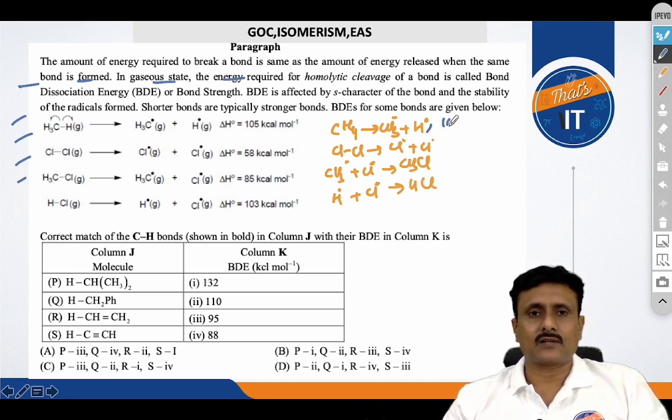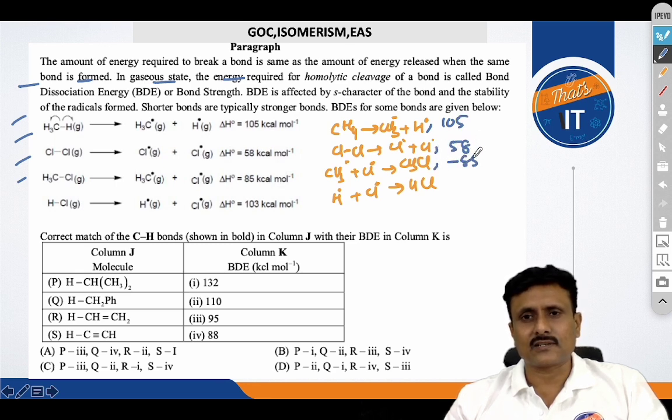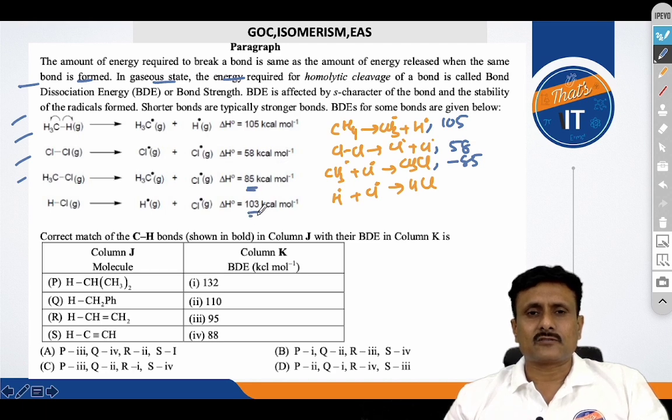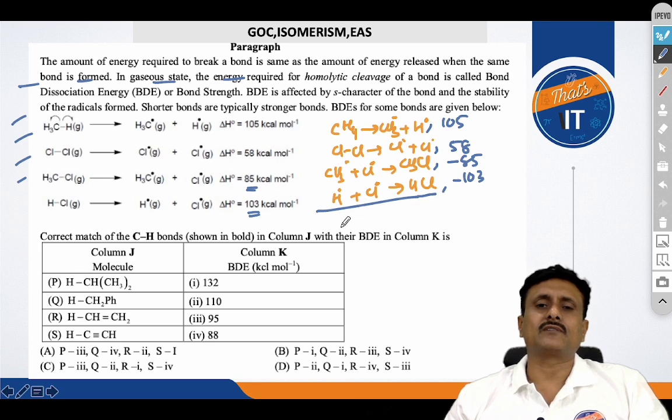Now here it is 105, it is 58. You can say I have written the opposite of this, so it will become minus 85, and this is also minus 103. Now when you are clubbing all these, you can see that your H radical got cancelled, isn't it? Two chlorine radicals gone, CH3 radical is gone.